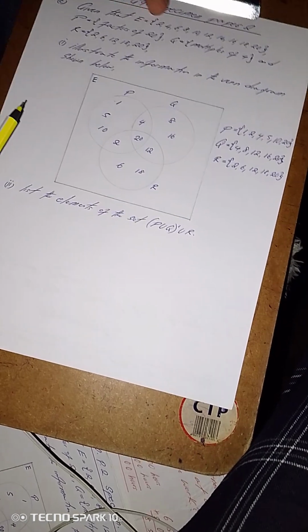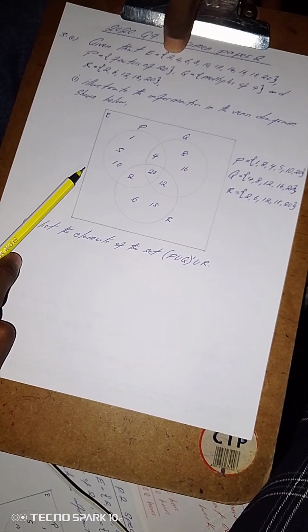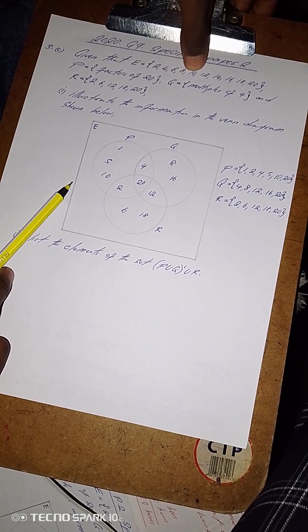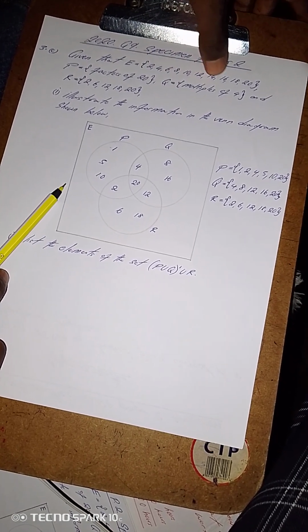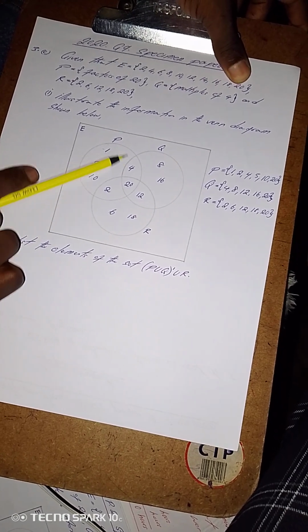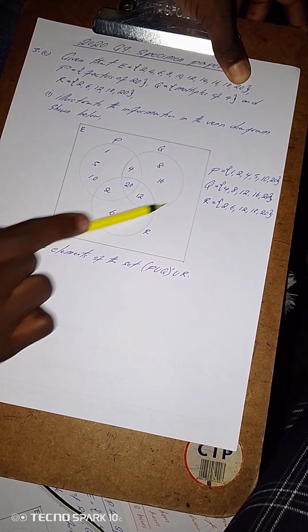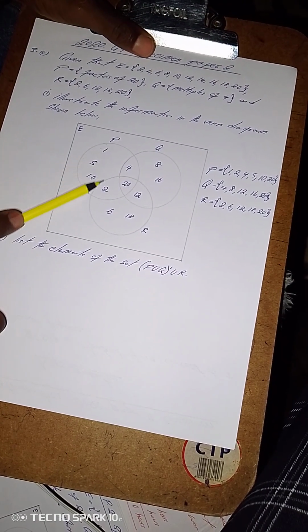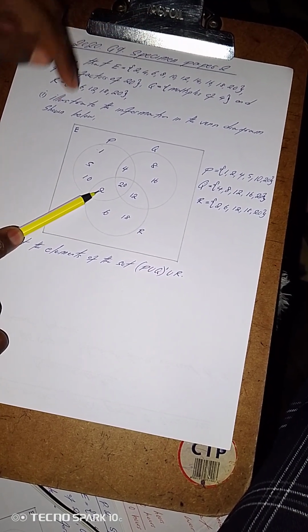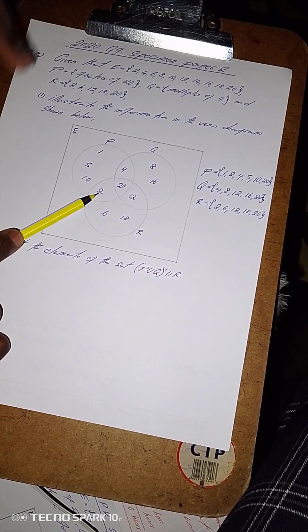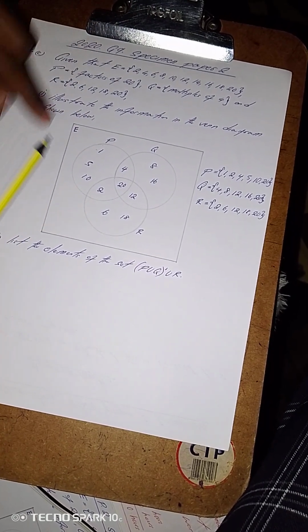You go to the universal set. Universal set is saying 2, 4, 6, 8, 10, 12, 14, 16, 18, 20. Now you check if all the elements are there. So 1, 2, 3. Do you have 3 in any of the sets? No. So okay, let's do this.